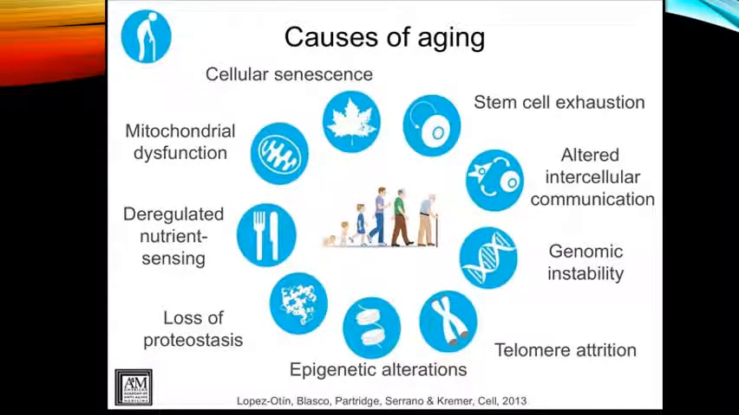Here we can see what the causes of aging are. They are cellular senescence and stem cell exhaustion, altered intercellular communication, genomic instability, telomere attenuation and epigenetic alteration, loss of proteostasis, deregulated nutrient sensing, and mitochondrial dysfunction. All these things together cause aging.